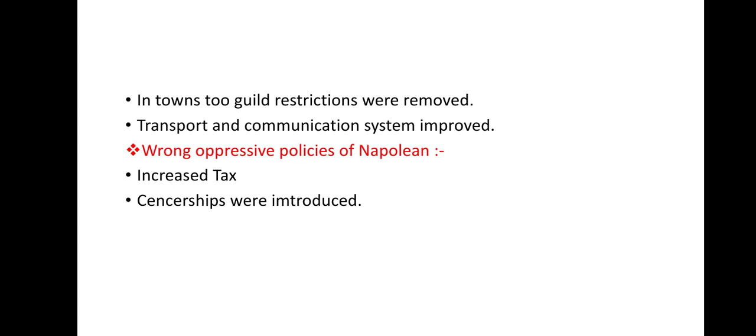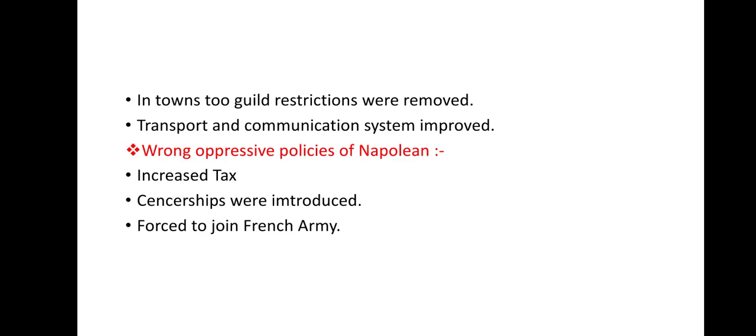Censorships were introduced. What do you mean by censorship? Censorship means, like nowadays cricket matches are being organized, and you see the Indian jersey sometimes supported by Wills, then Pepsi, then nowadays Oppo, and Sahara also once. So these are like censorship, having the right over some particular item. That was introduced, and people were forced to join the French army. People were totally forced.